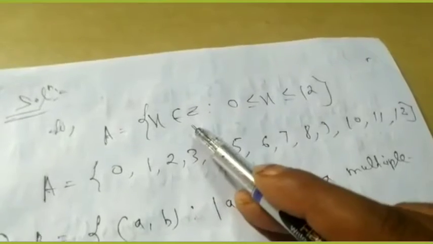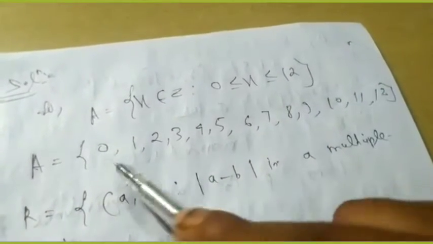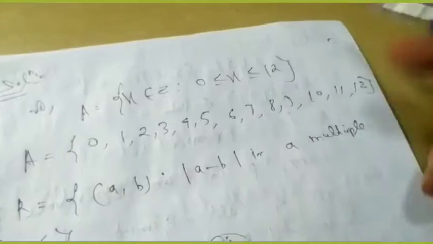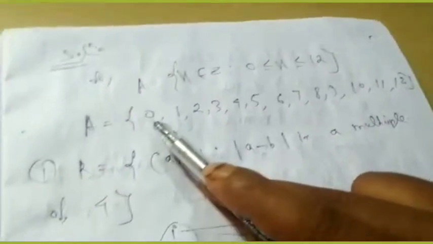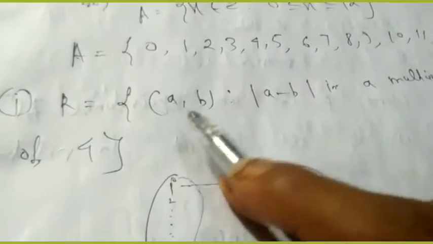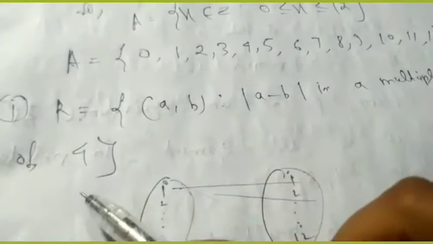So let's see here. Let capital A be equal to {x belonging to Z : 0 is less than or equal to x less than or equal to 12}. That means x starts from 0 and goes up to 12. So ultimately the values are 0, 1, 2, 3, 4, 5 up to 12. Now the first relation has given us the ordered pair (a, b) where the mod of a minus b is a multiple of 4.